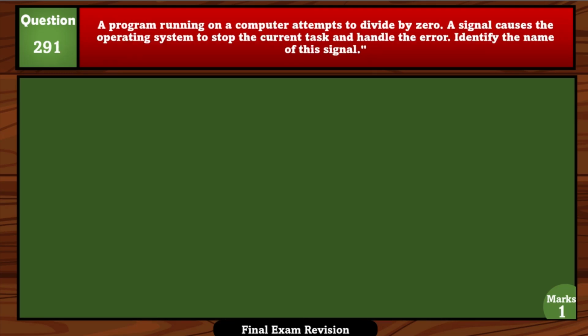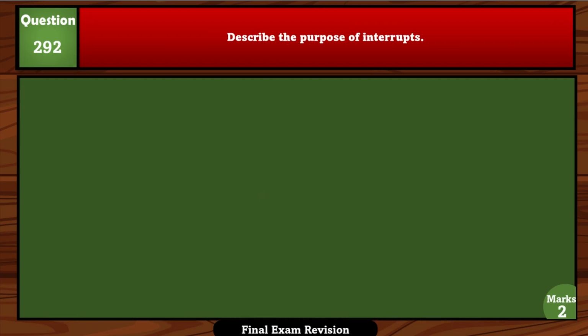Question 291. A program running on a computer attempts to divide by zero. A signal causes the operating system to stop the current task and handle the error. Identify the name of this signal. So that is interrupt. Describe the purpose of interrupts.